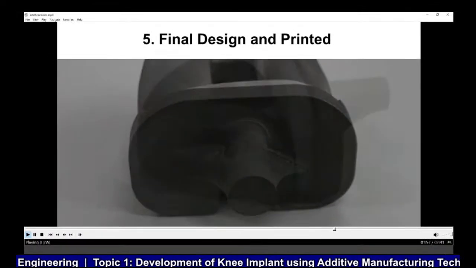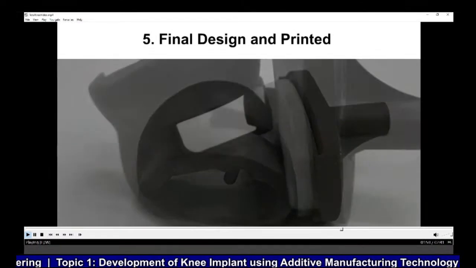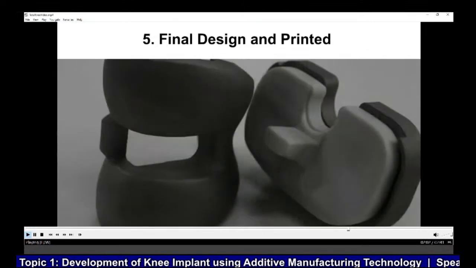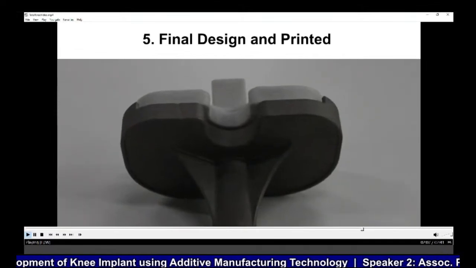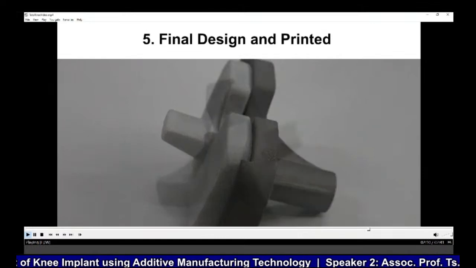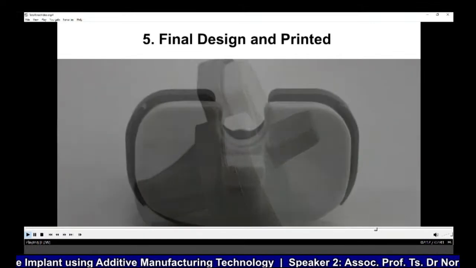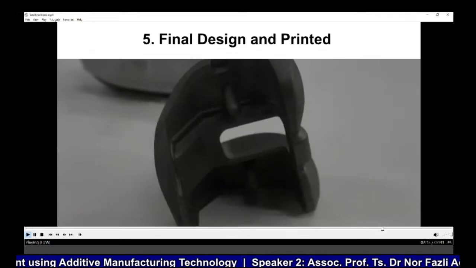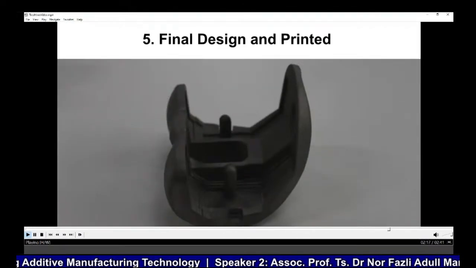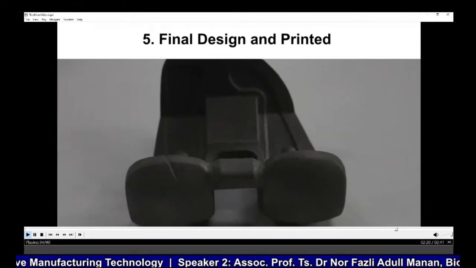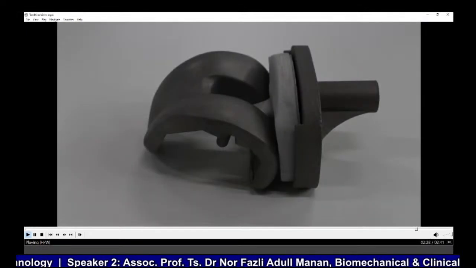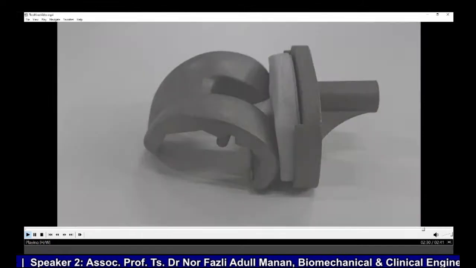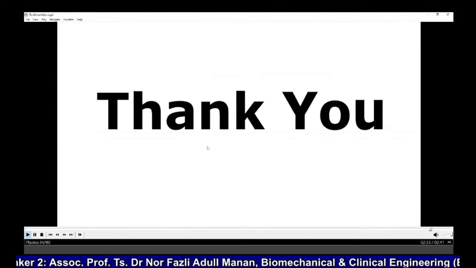The final design. Of course, after it is printed using 3D printing, it really needs further treatment so that the surface roughness becomes smooth, like the ones available in the market. This is the final design that we printed. So our solution starts from pre-planning, CT scan, until we successfully produce it.